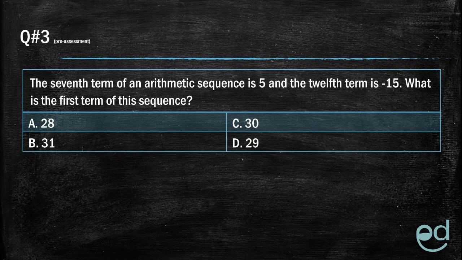Question number 3. The 7th term of an arithmetic sequence is 5, and the 12th term is negative 15. What is the first term of this sequence? A. 28, B. 31, C. 30, or D. 29. Your timer starts now.